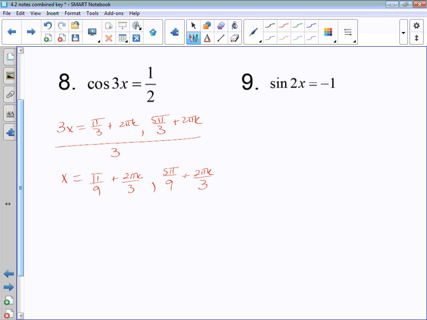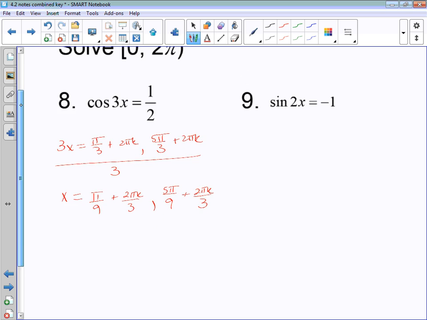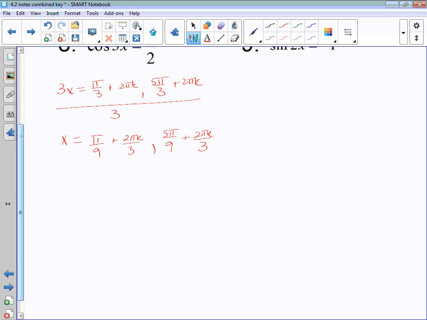Now again, if it had said all solutions, you'd be done. That would be the end. But it does not say all solutions. It said 0 to 2 pi. So our answers: my first one is pi over 9. What do I add to pi over 9? 2 pi over 3, right? So that is really like 6 pi over 9.